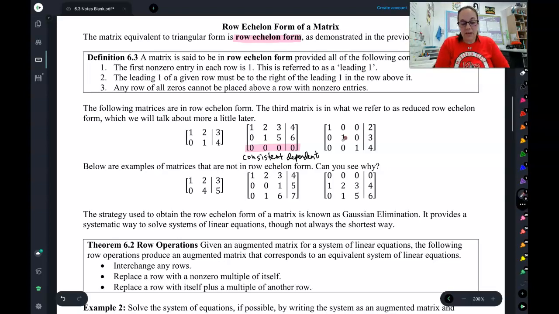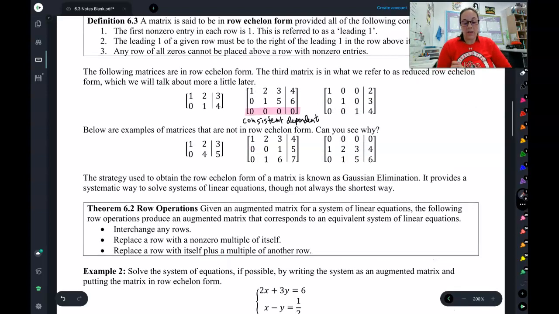Now, this is another example. Technically, this is in upper triangular form, and we've got ones on the diagonal, so that is row echelon form. Now, here are some examples that are not in row echelon form. For example, this is not row echelon form. It is upper triangular form, but because we don't have ones on the diagonal, this is not row echelon form. This one is not row echelon form because we don't have ones on the diagonal.